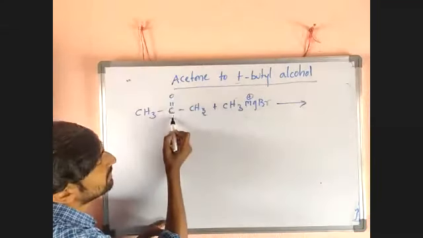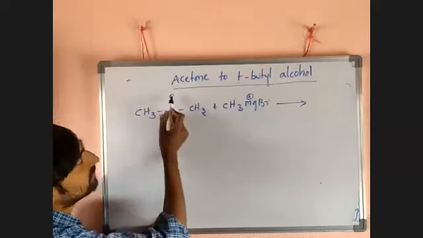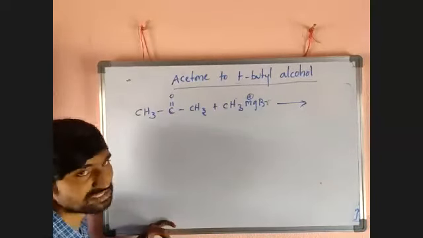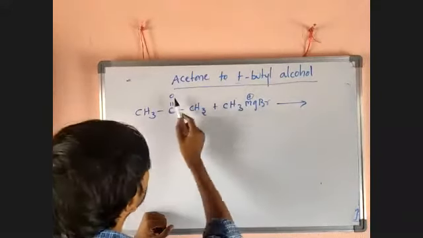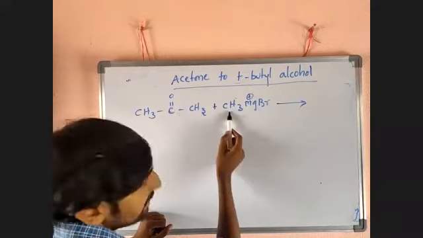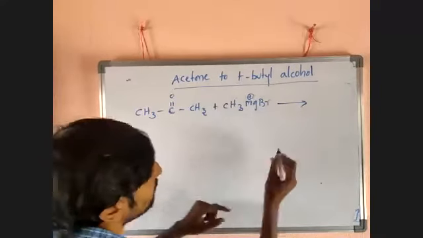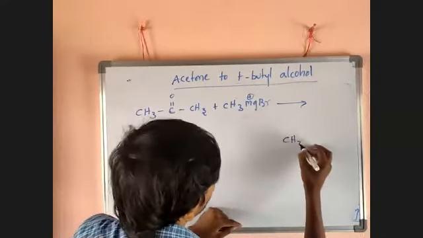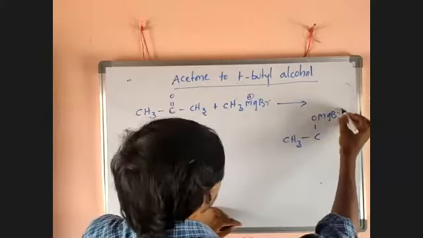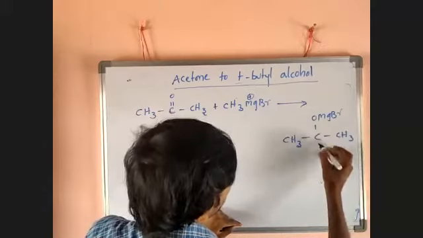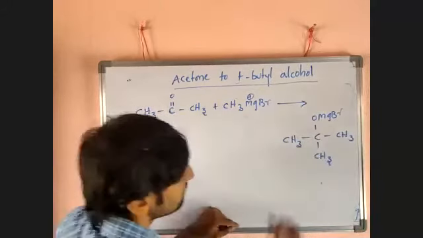This carbon will get positive charge. Oxygen will get negative charge and carbon will get positive charge. So this negative carbon gets that MgBr. This positive carbon gets that negative CH3. Then the product will become CH3 COMgBr. There already CH3 is there. How to mention CH3 here.